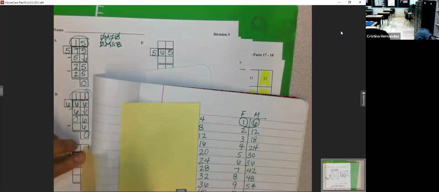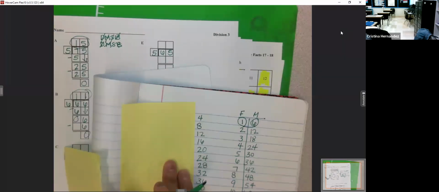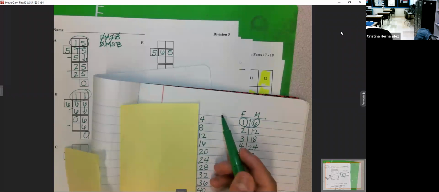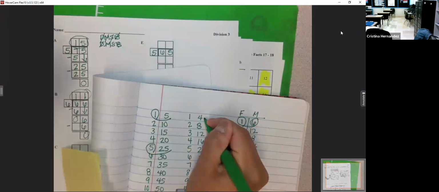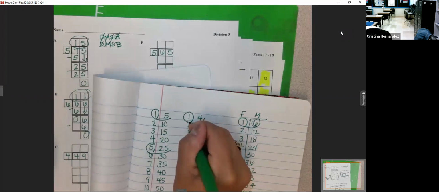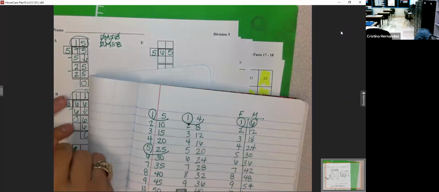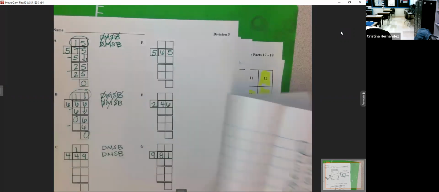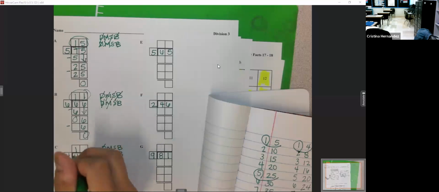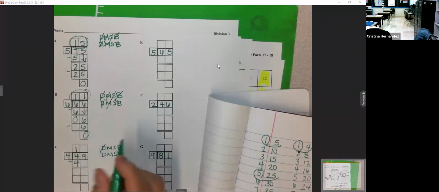On this one, we're going to look at just 4 divided by 4. How many times can it go into 4 without going over? What number do I stop at? We're going to do a little line and loop that 1. And where does our 1 go? At the top. Now we're going to multiply. 1 times 4 is what? 4. And we're going to subtract.